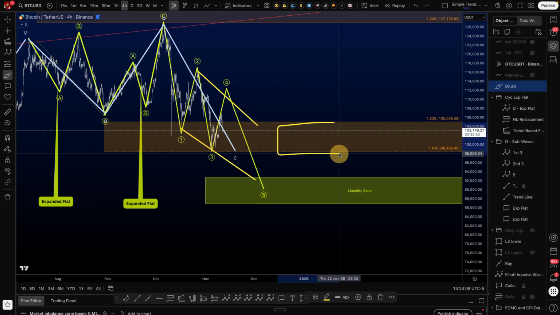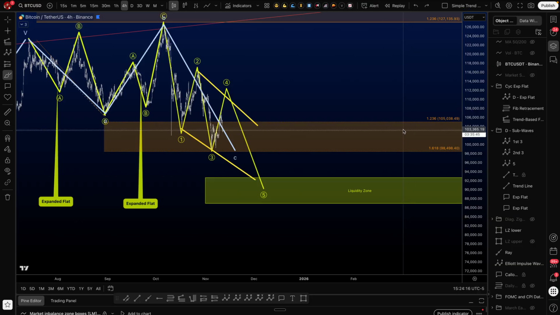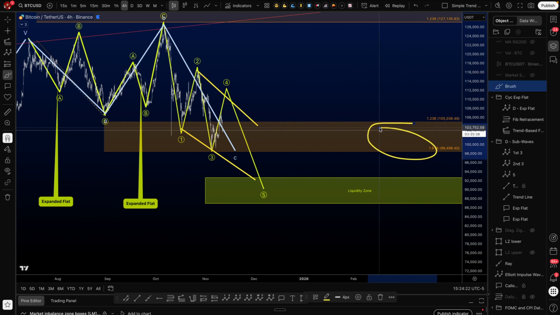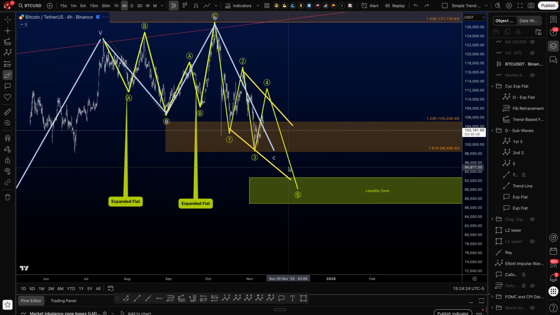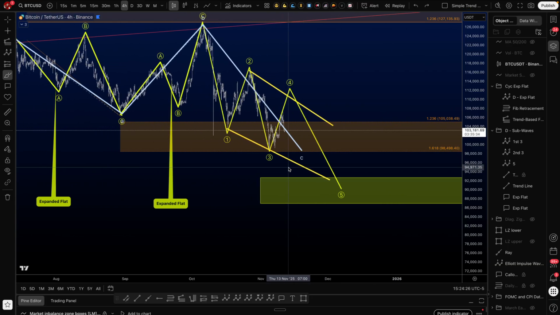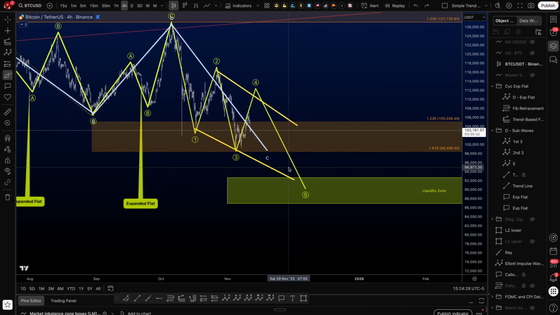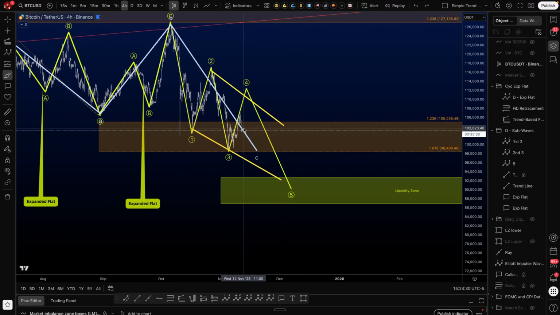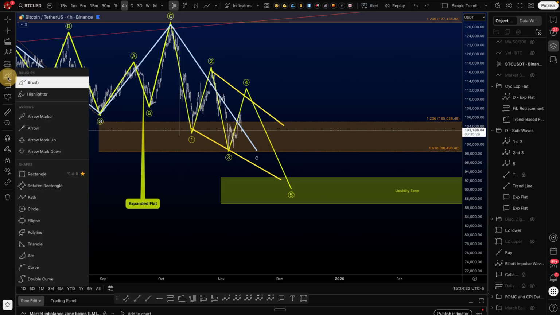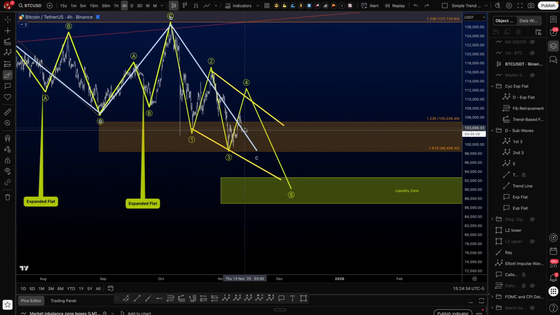Now, it does significantly extend the base zone here for an expanded flat, but again, remember, like I said earlier, these are kind of approximations. They're not hard and fast rules. They're more like tendencies, probabilities. The probability is higher that it will reverse in this zone, but probabilities are like anything else. They can be broken.